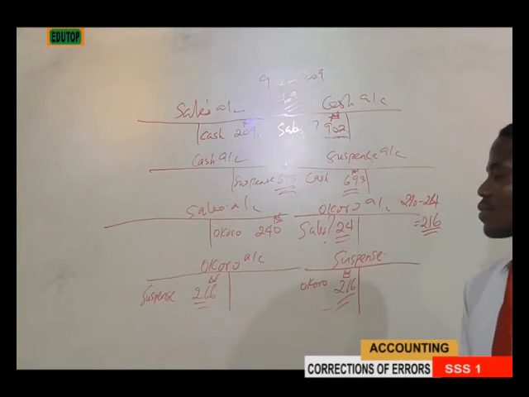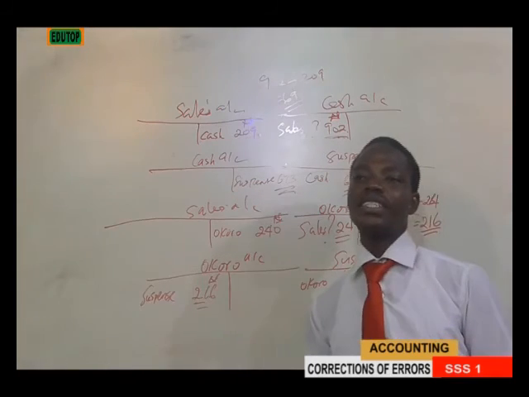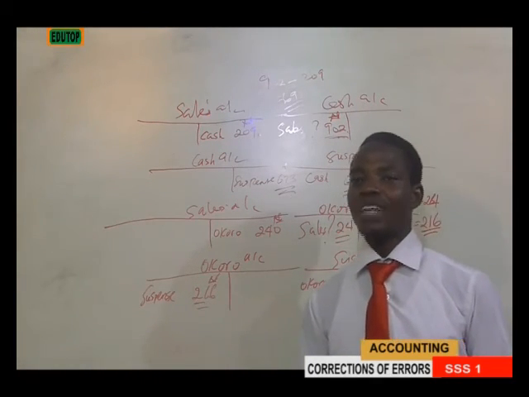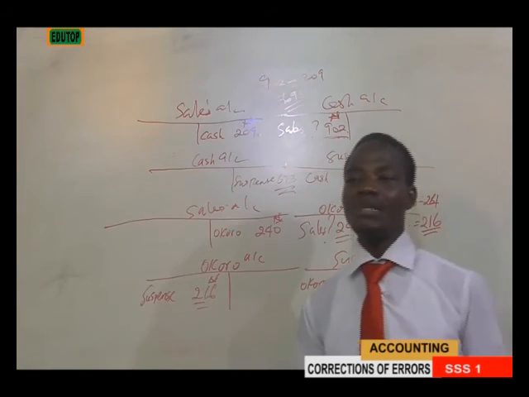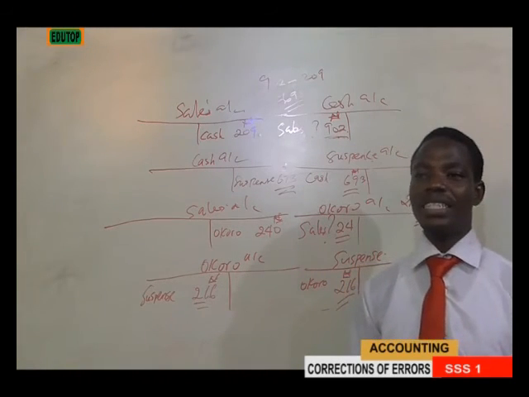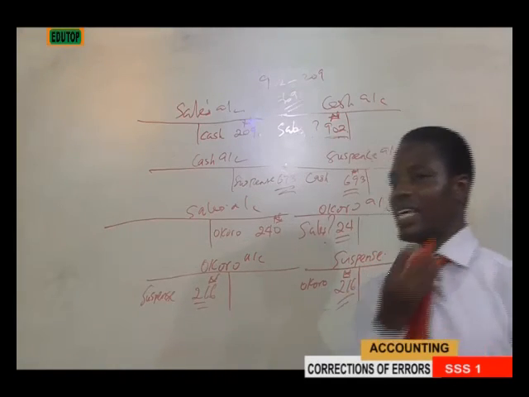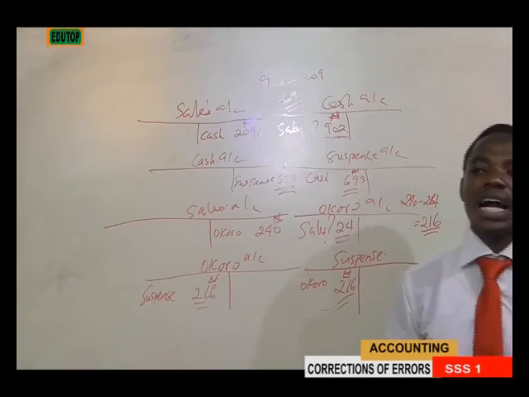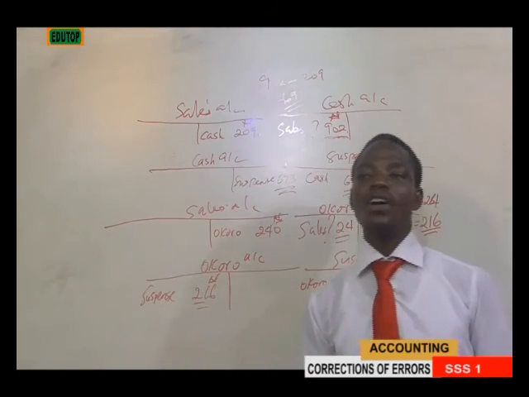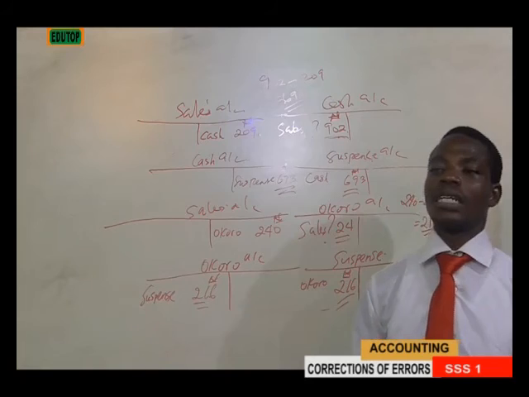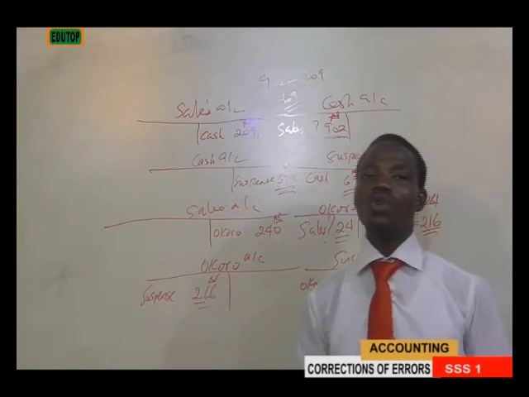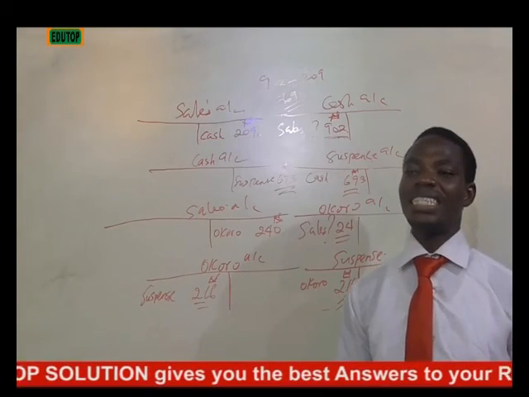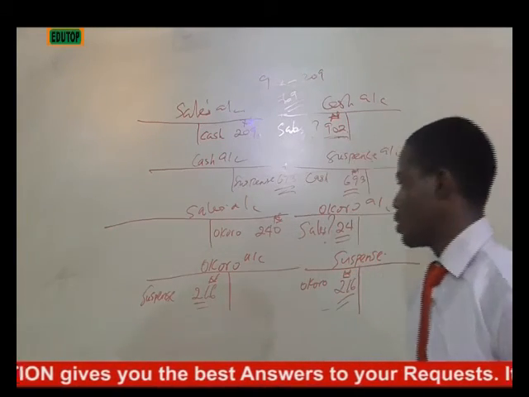Then another one is two entries error that occurs in the trial balance, which has to do with two entries on the same side. Two entries on the same side. Now here, two entries can be made on one side of the account and one entry on the other account. Now, say for example, sales of goods 300 naira cash was debited twice to the cash account.